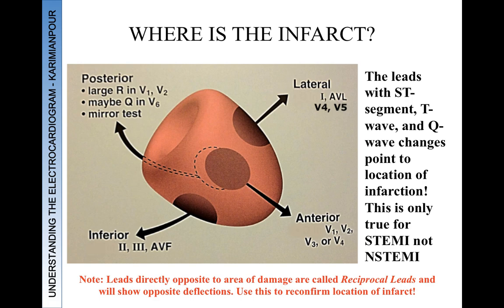So if you have ST elevations in 2, 3, AVF, think about where those leads are pointing to. 2 is down and to the left, 3 is down and to the right, and AVF is straight down towards the feet. So if you have ST elevations in 2, 3, AVF, you probably have an inferior infarction. If you have ST elevations in limb lead 1, AVL, V4, 5, V6, these are all pointing towards the left side of the chest. You have ST elevations there, you probably have a lateral MI. If you have ST elevations in 2, 3, 4, for example, you should think about an anterior myocardial infarction.